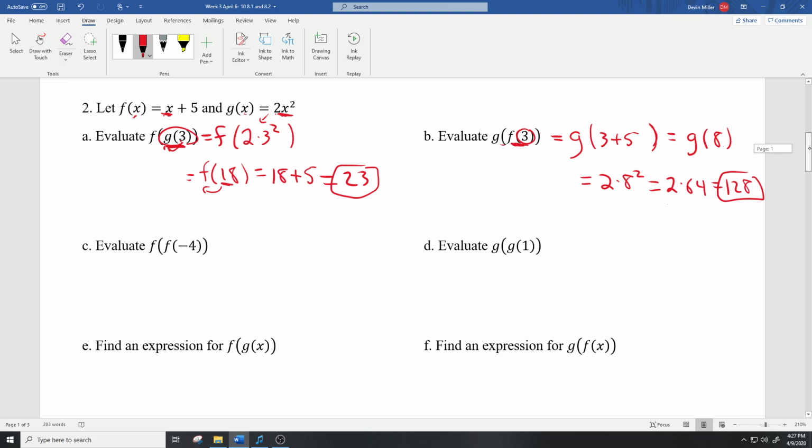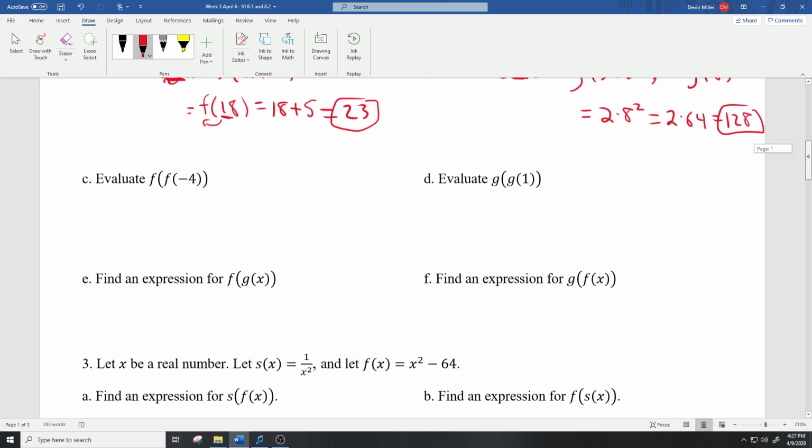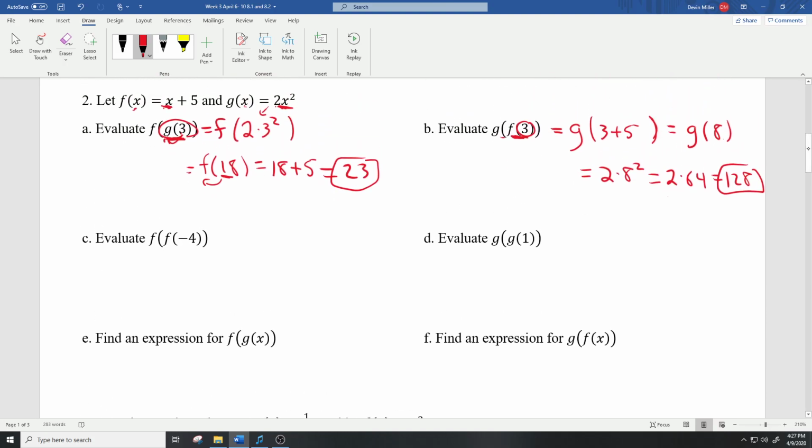If you're confused, we're going to do 1 or 2 more like this before we move on to something a little bit more difficult. Just go back and rewatch some of these on how I did it. Okay, let's go down to part C. f of f of negative 4. So they can also do the same function on itself twice. So you can plug in a number to f, you'll get something different, plug that into f again.